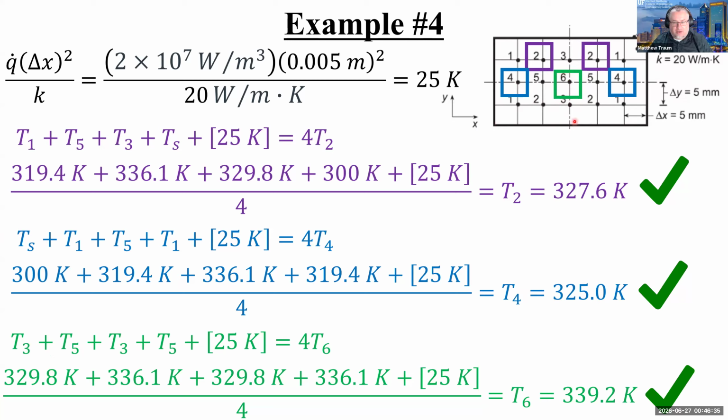So here I am, right? So here's T3, here's T5, here's T3, and here's T5, right? So T3, T5, T3, T5. And then I'm adding once more that 25 Kelvin that comes from the generation and solving for T6. So here I am doing it. And out pops T6 is 339.2 Kelvin. Okay, so I got all of these to check out with the AI. So I'm pretty confident that that's right.